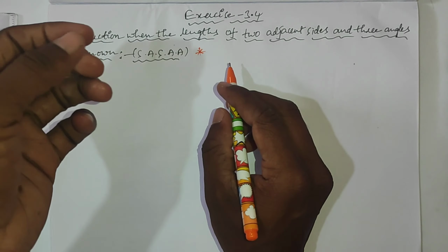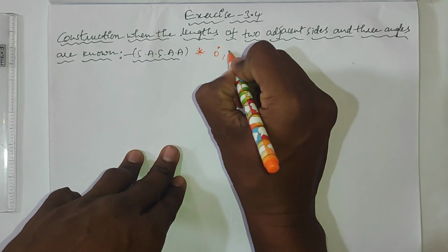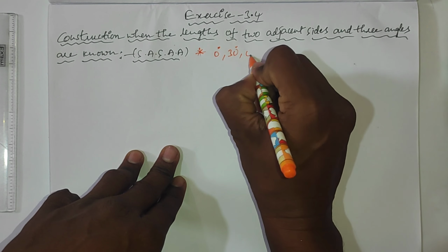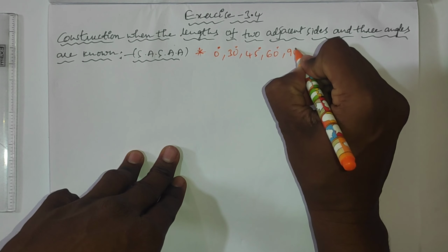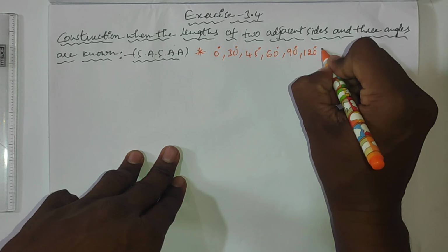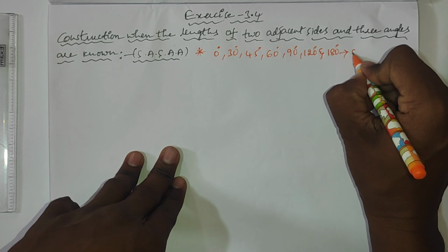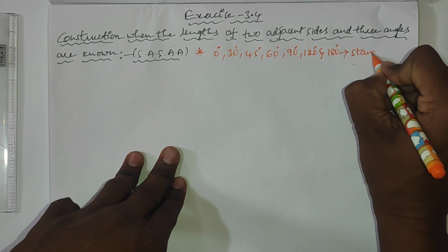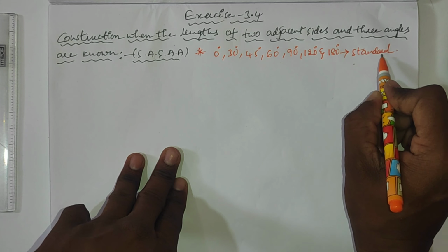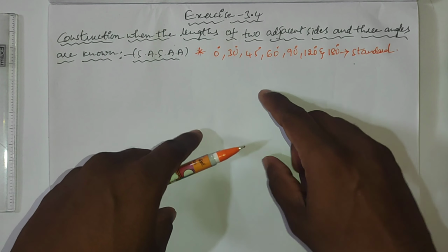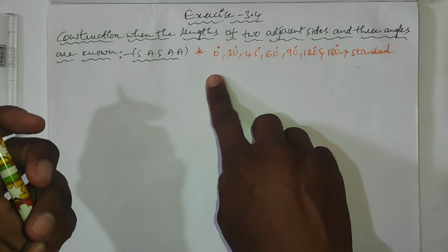So we have some standard angles, namely 0 degrees, 30 degrees, 45 degrees, 60 degrees, 90 degrees, 120 degrees and 180 degrees. These angles are called standard angles. Till now we constructed the quadrilateral using a ruler and compass for these standard angles.